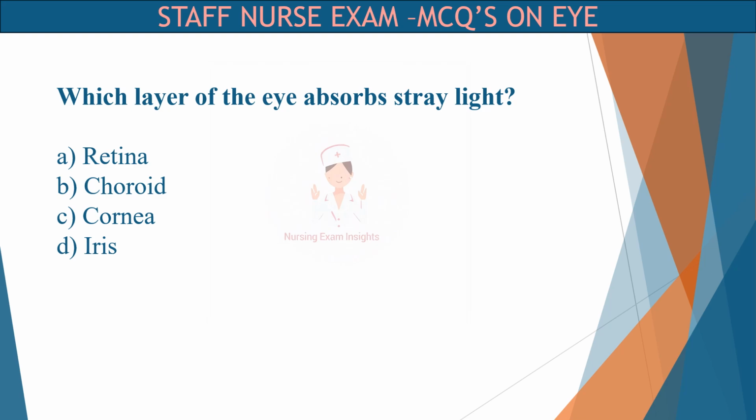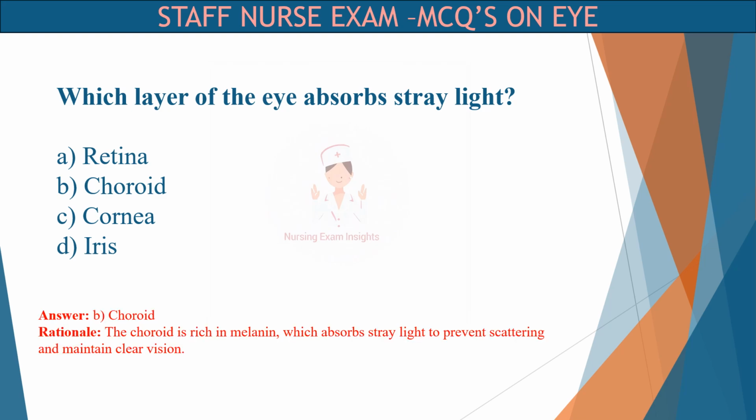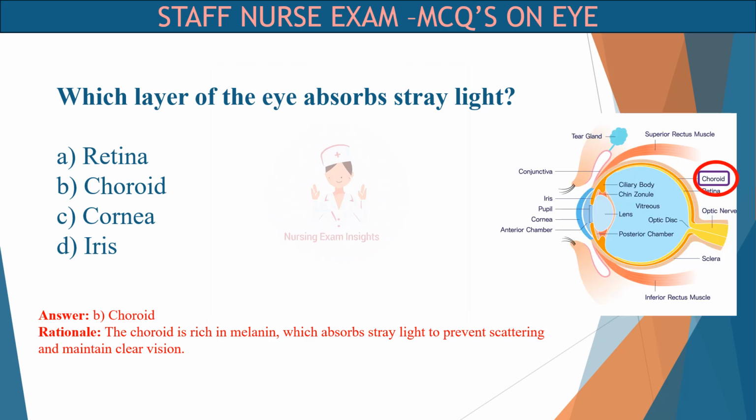Which layer of the eye absorbs stray light? Options are A. Retina, B. Choroid, C. Cornea, D. Iris. The right answer is B. Choroid. The choroid is rich in melanin, which is a thin layer of blood vessels that nourishes the retina, which actually absorbs the scattered light and prevents the scattering and maintains clear vision.